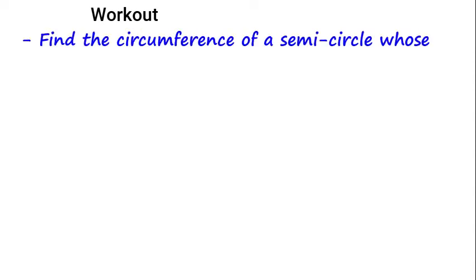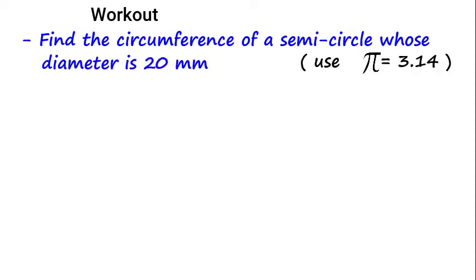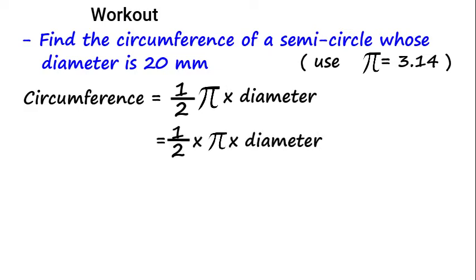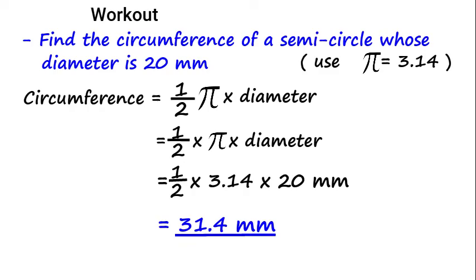Let us work out the following. Number 1. Find the circumference of a semicircle whose diameter is 20 millimeters. Use pi 3.14. By formula, the circumference of a semicircle is a half pi times diameter, which is a half times pi times diameter. Remember, pi is 3.14 and diameter is 20 millimeters. So, it is a half times 3.14 times 20 millimeters. And this gives 31.4 millimeters.